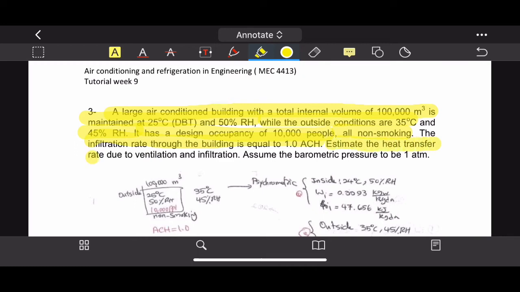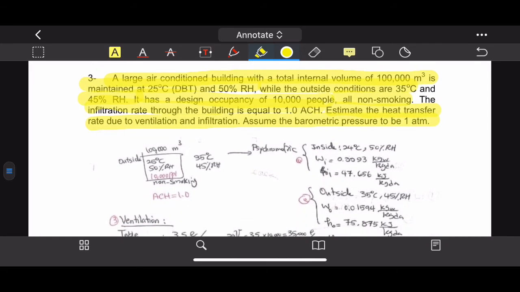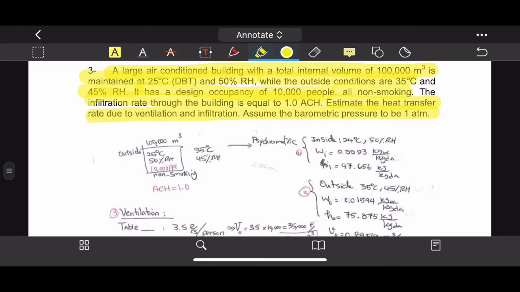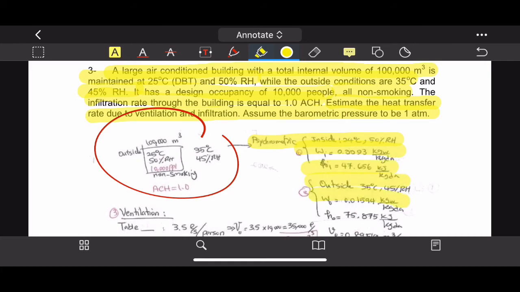Estimate the heat transfer rate due to ventilation, infiltration, and assume the barometric pressure to be 1 atmosphere. That means you can use the psychrometric chart. Okay, so this is our condition there. As you can see, use your psychrometric chart to get all this data.